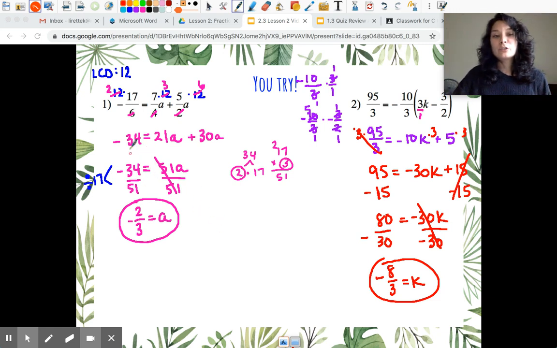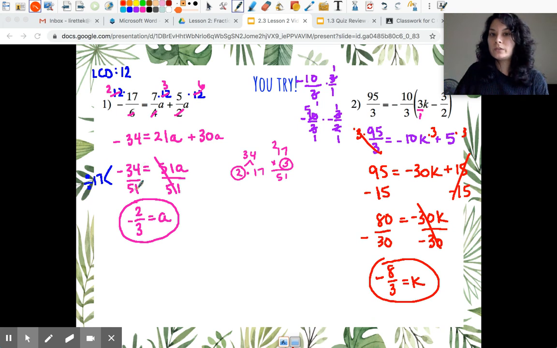So for the first one, for both of these, actually, I cleared the fractions. If you didn't clear the fractions, that's fine. We should still be matching. The least common denominator for the first one, if you are using that method, is actually 12. So you want to multiply everything in the equation by 12, and you'll get this as your integer equation. Then I combined my like terms to get 51 and divided both sides by 51.